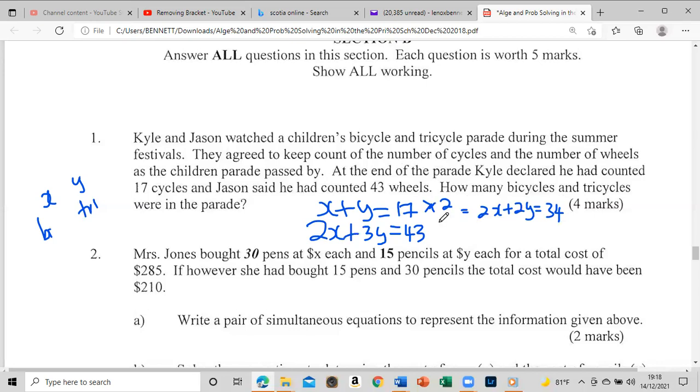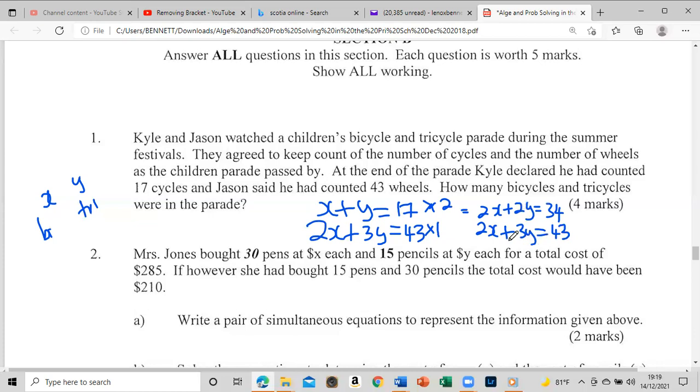And we multiply the other by 1 now. You add the 2x and the 3. All right, so let me tell you how many tricycles. So we're going to subtract now, right?